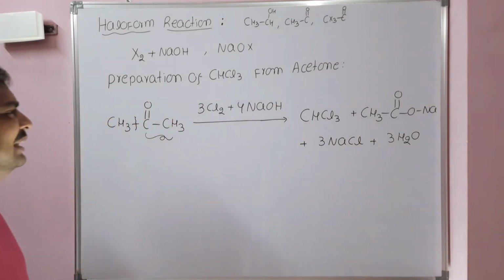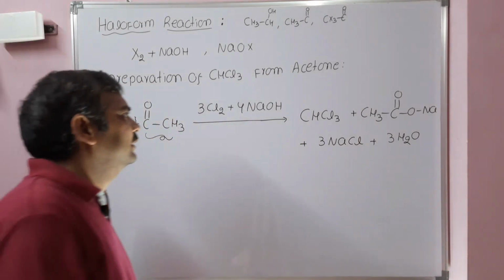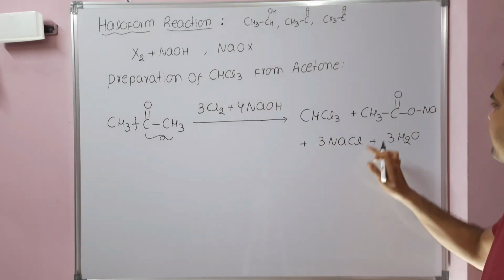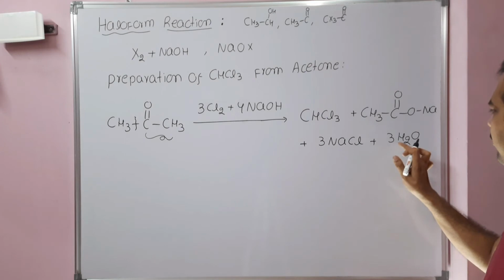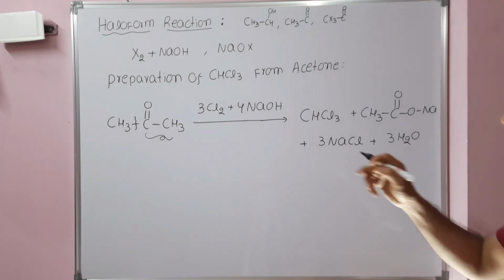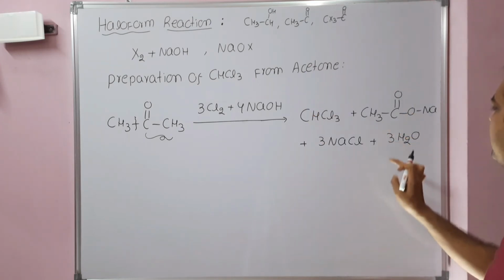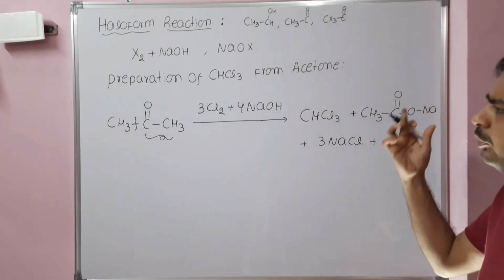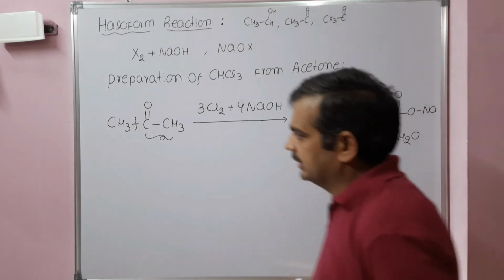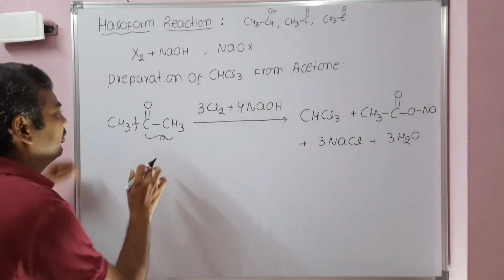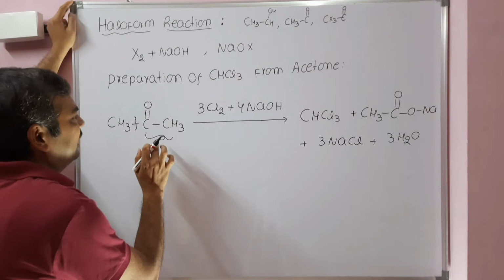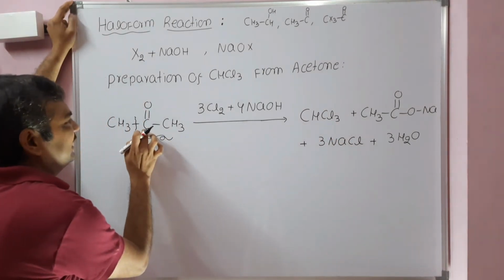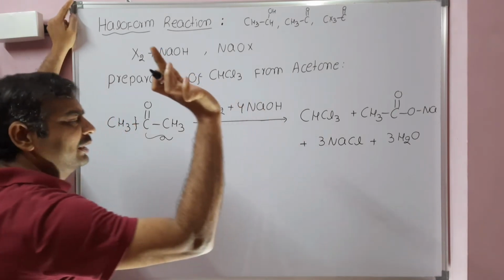Let's see, is it balanced? Hydrogens: 1 plus 3 is 4, 4 plus 6 is 10 hydrogens. Oxygens: 4 plus 1, 5 oxygens; 2 plus 3, 5 oxygens, done. Sodium: 4, 1 plus 3, 4. 6 chlorines, done. It's balanced. The important point is how to write the products. First, the CH3 part is CHCl3. The CH3CO part is CH3COONa. That's it.